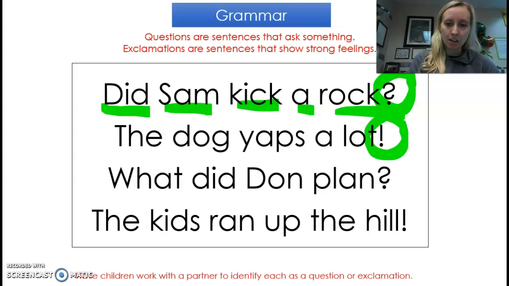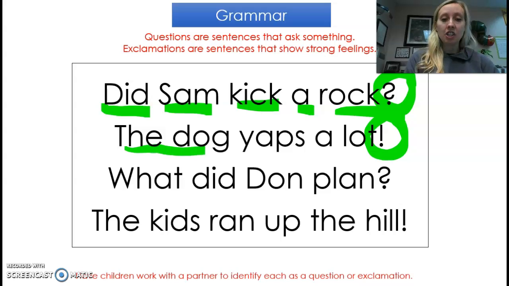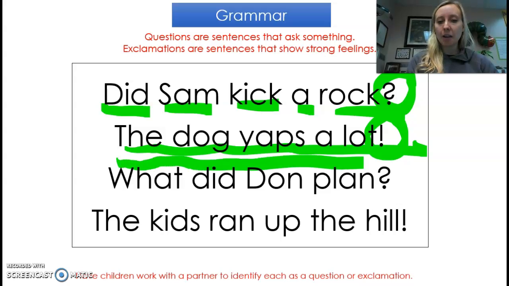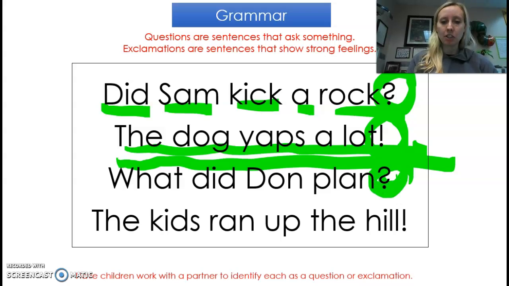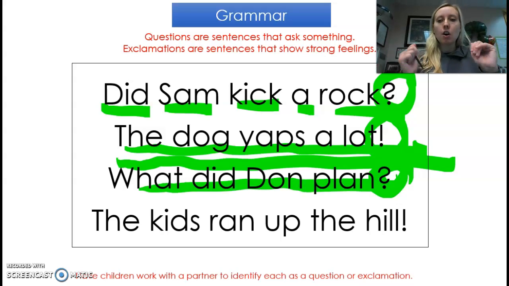Okay, let's look at this one. That's an exclamation mark. We're excited. The dog yaps a lot. See how I'm like excited about it? Let's do it together. The dog yaps a lot. Okay. Here's my question mark. This means we don't know. Here we go. What did Dawn plan? Again, what did Dawn plan?